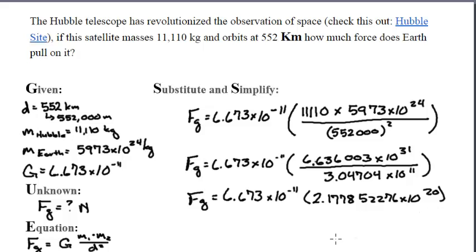And then if I multiply that by 6.673 E negative 11, I get a force due to gravity equals 1.45328084 times 10 to the 10th newtons.